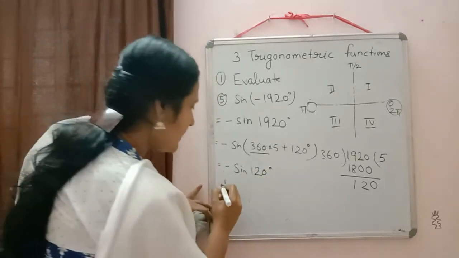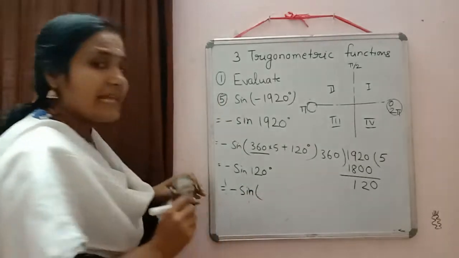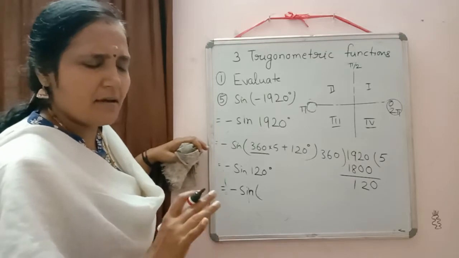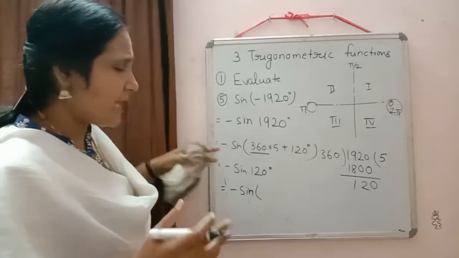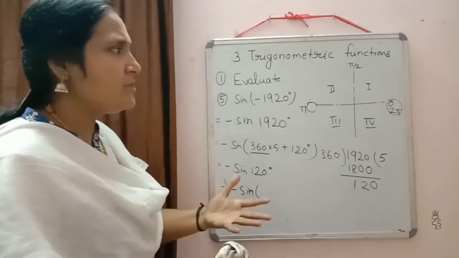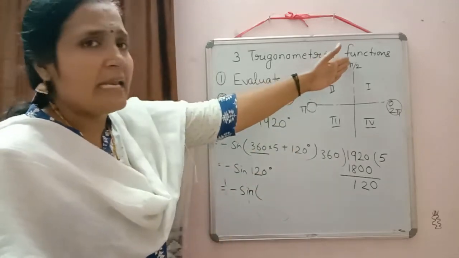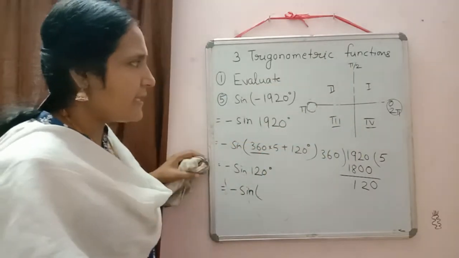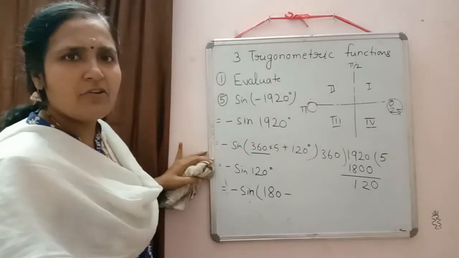Again, 120, how can we rewrite it? Don't write it as 90 plus 30, because in that case you have to change sine to cos. Most probably during the exams, you will forget to change sine into cos. So better, whenever you have to change the angle, change it in terms of 180 or 360 degree. Don't use 90 degree or 270 degree. Okay. So sine 120 degree can be written as 180 minus, how much will give you 120?